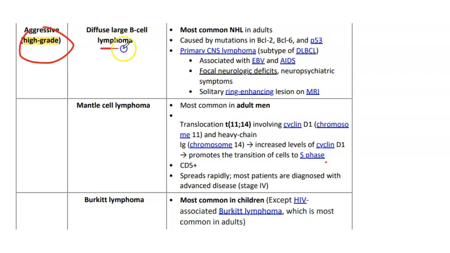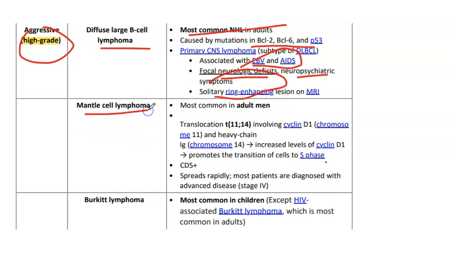First is diffuse large B cell lymphoma, which is most common in adults, caused by mutations in BCL2, BCL6, and P53. A subtype is known as primary CNS lymphoma, which is associated with EBV and AIDS. There will be focal neurologic deficits and neuropsychiatric symptoms, and on MRI there will be ring-enhancing lesions.